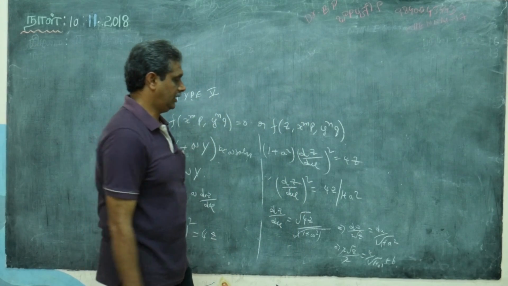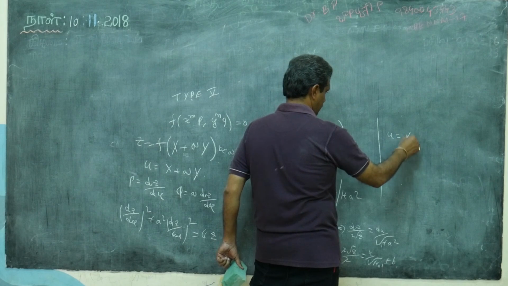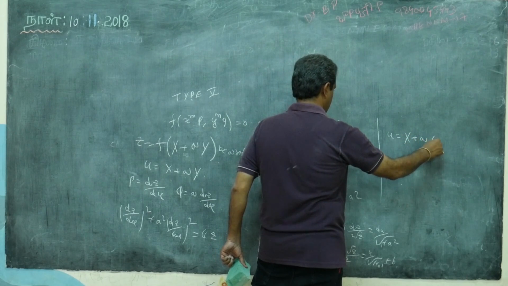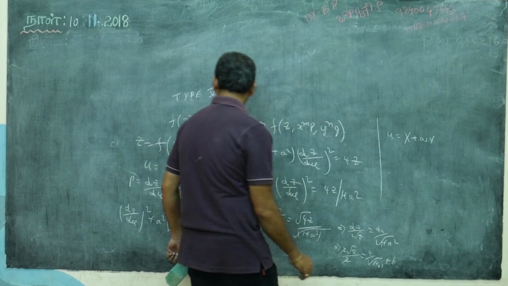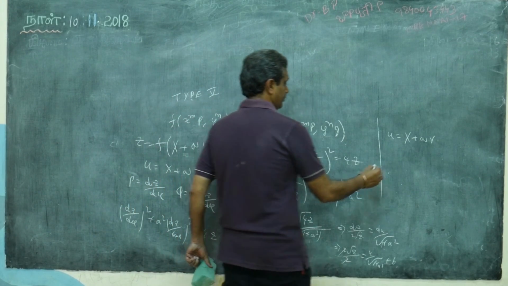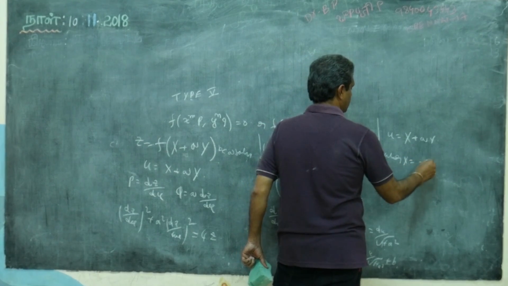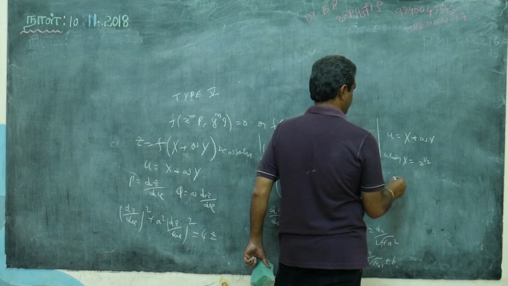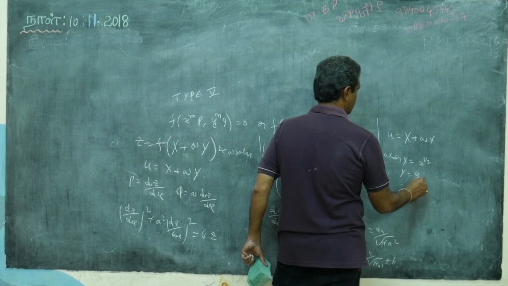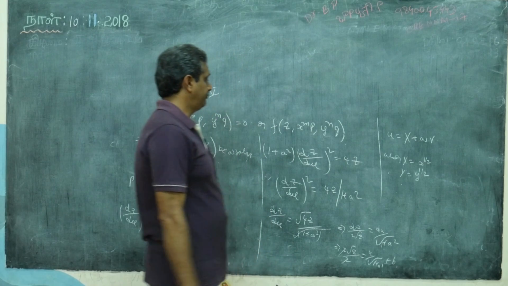Now you can write what is my u? U is equal to capital X plus aY. What is my X? Capital X. Again come back. What is my capital X? Capital X is equal to x to the power of 1 by 2. Capital Y is equal to y to the power of 1 by 2. So this is the way of doing.